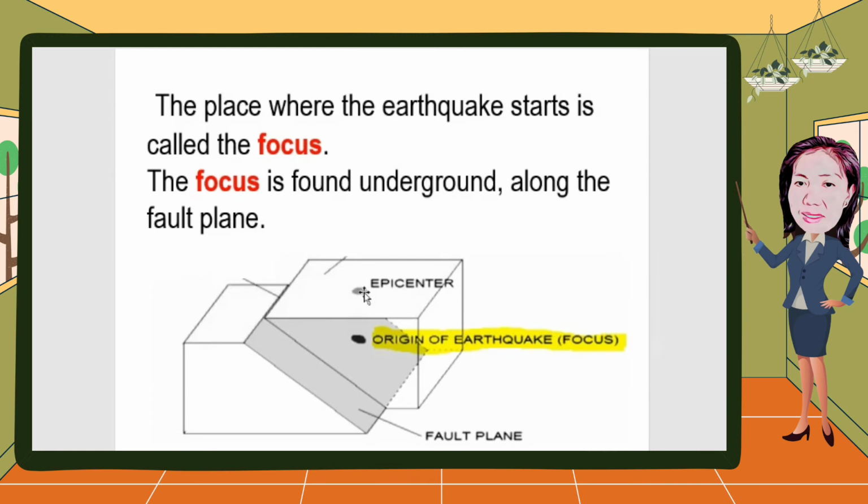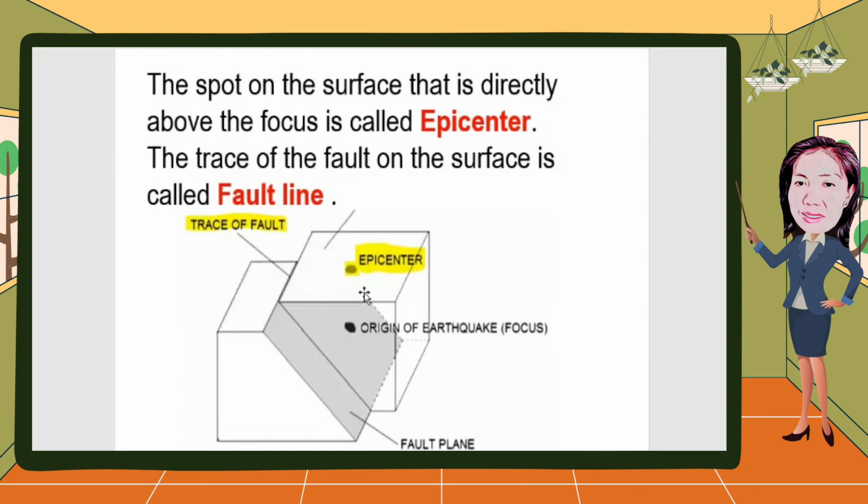Okay, another part which is very important, part that we can point in the fault model is the fault line. Okay, where is the fault line? We all know that a fault is a break or a crack or a fracture in the Earth's crust. So, itong line na to, yung parang may nakita tayo na crack or break, yung parang line, this is the fault line, the trace of the fault. Okay? How about this one? The plane. This is the fault plane.